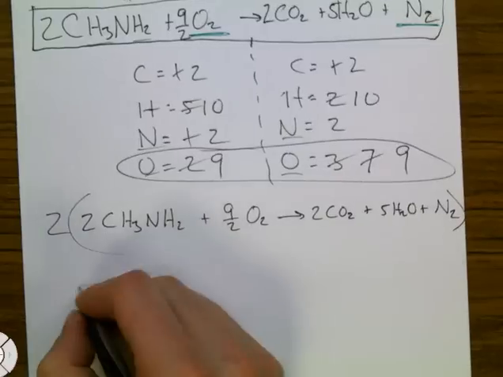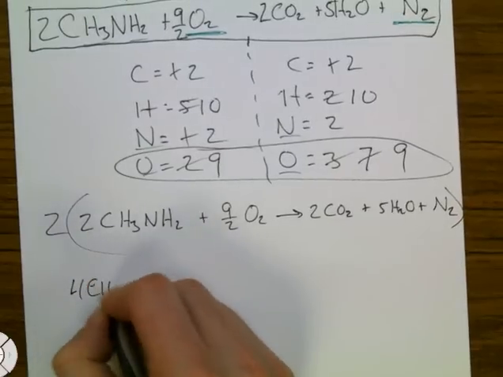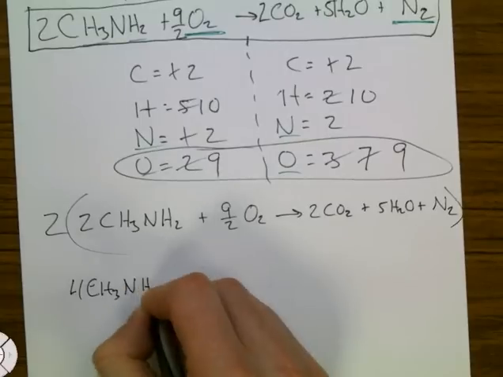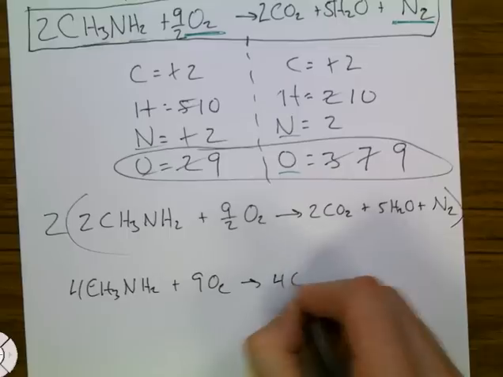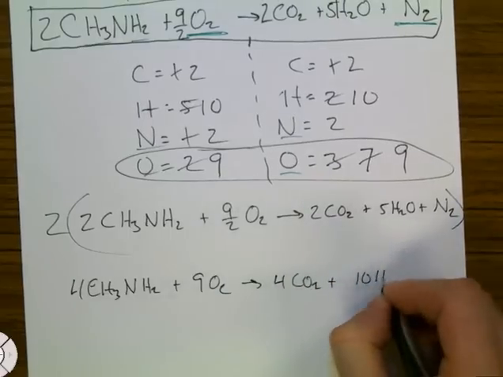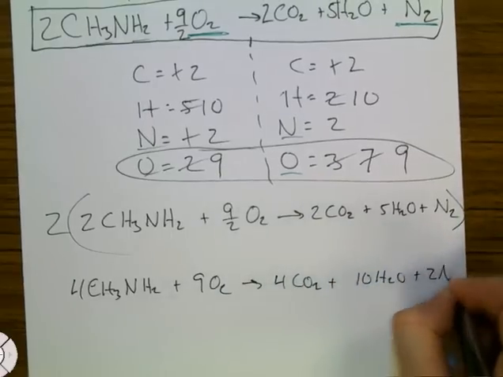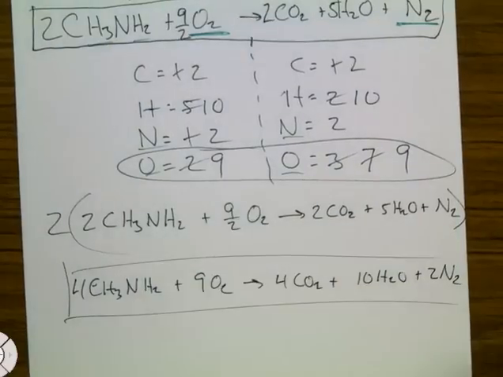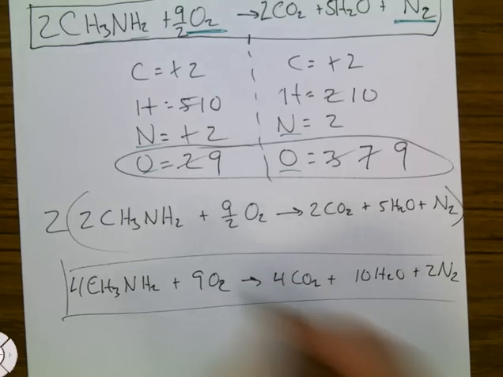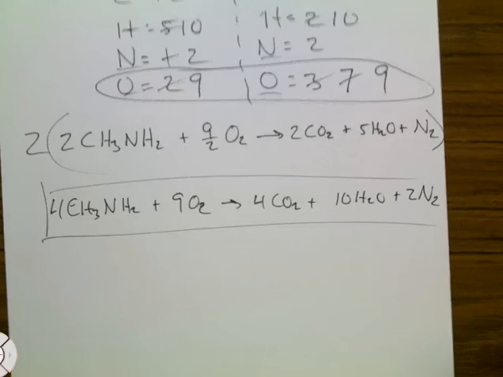So the correct balanced equation is 4CH3NH2 plus 9O2 produces 4CO2 plus 10 H2O and 2N2. And that's the correct balanced equation. Although, like I said, you could technically leave it with a fraction, but that may not be what's asked for in most chemical reactions that you write out.